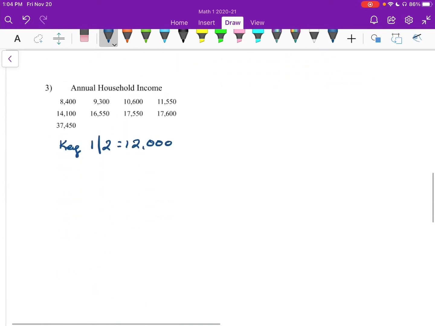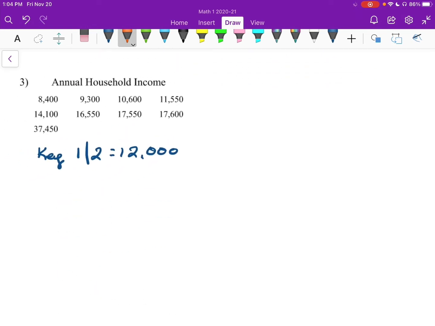Number 3, again, I gave us the key. First off, let's look at it. The 1 stands for 10,000. The 2 stands for just plain old 1,000. I'm really looking at what place value this 2 is in, and it's in the thousands place value. So the leaf, the 2, is in the thousands, so I'm going to need to round all of my data to the nearest 1,000. I'll start with 8,400, which rounds down to 8,000.